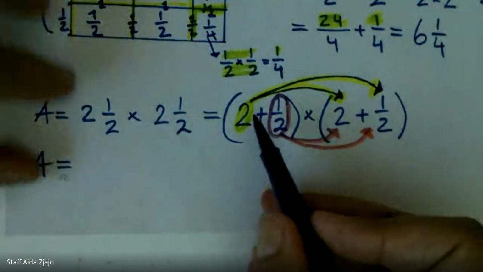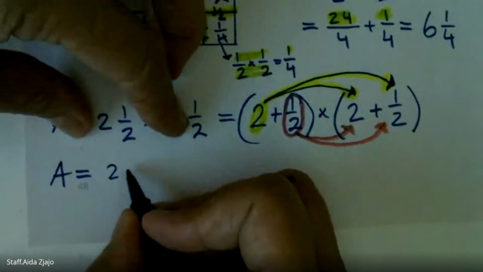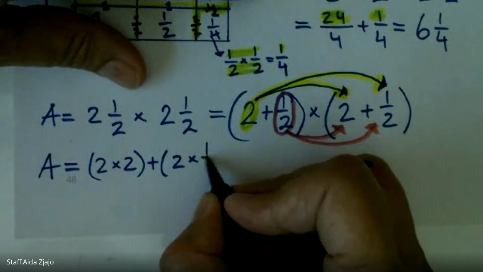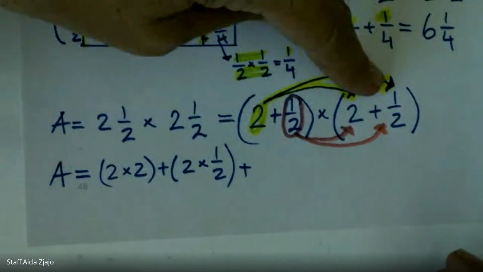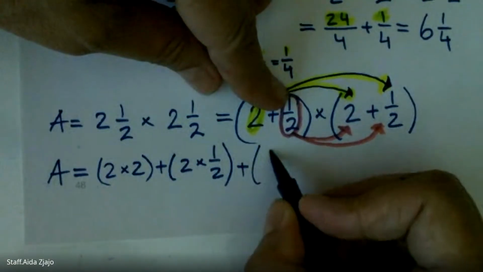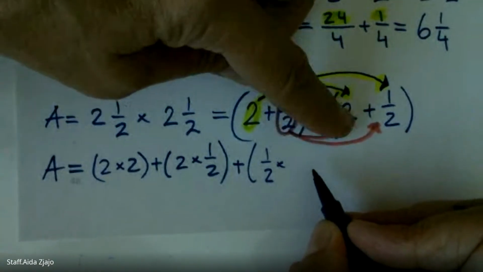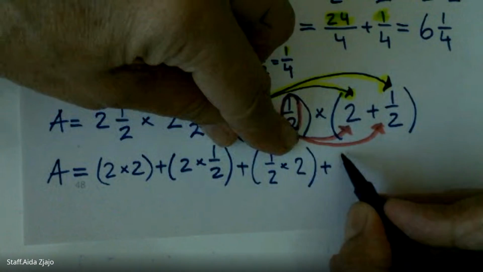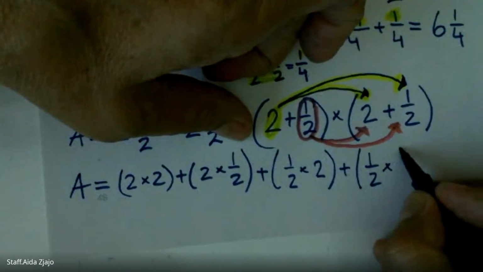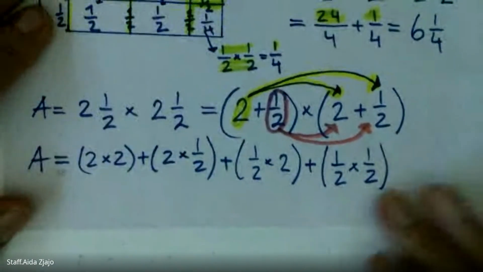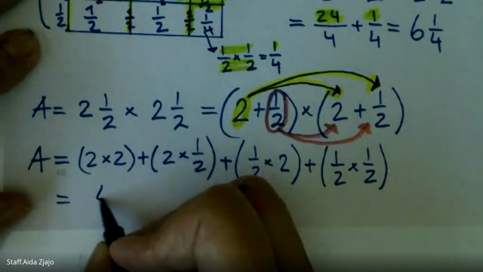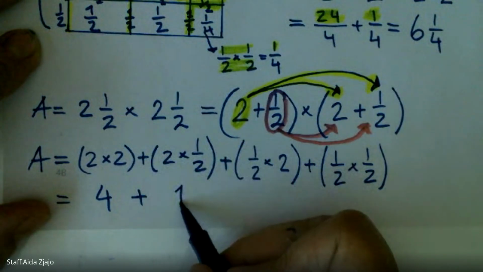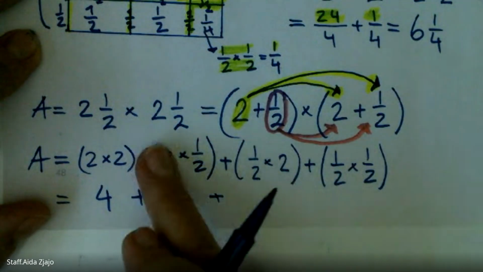So area equals, let's do 2 times 2, plus 2 times 1/2. And I'm done with those. Now I'm moving to half. So now it's a half times 2, the pink arrow, 1/2 times 2, plus 1/2 times 1/2. And I have to now solve it. 2 times 2 is 4. 2 halves. If you have 2 halves, you have a whole. Or what is 1/2 of 2 is 1.